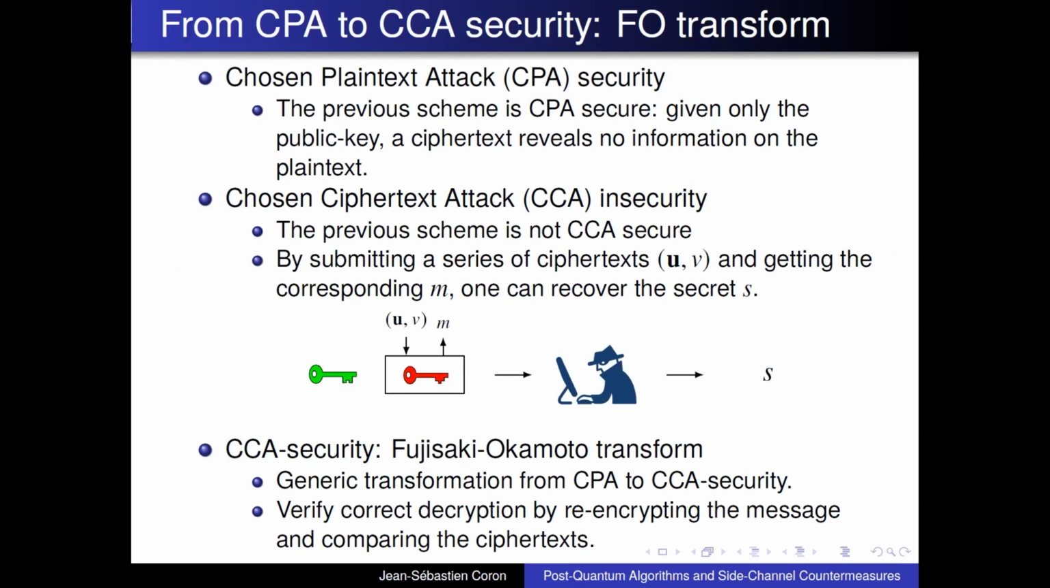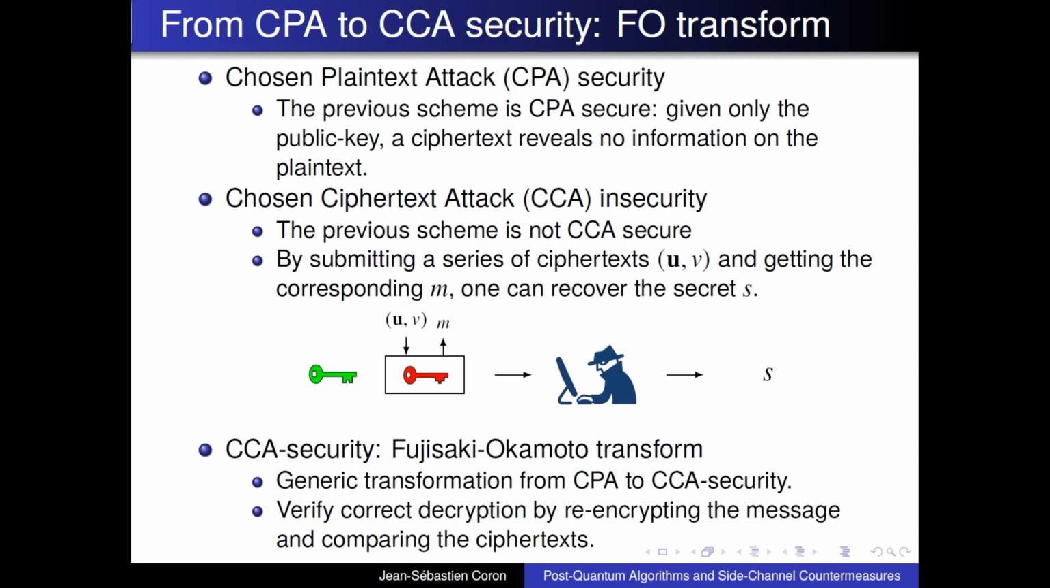So what does it mean? It means that given only the public key, a ciphertext reveals no information on the plaintext. We have the indistinguishability of encryption property. But actually, what we want is to reach a higher level of security. What we want is to be secure against chosen ciphertext attack, and the previous scheme does not achieve chosen ciphertext attack security.